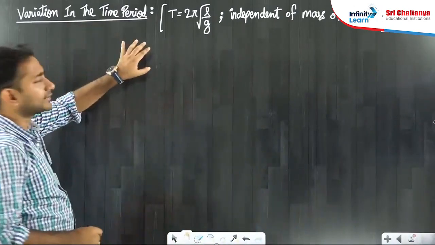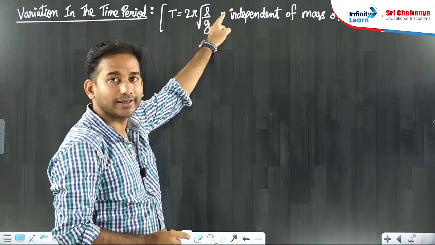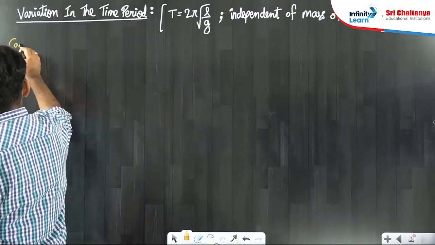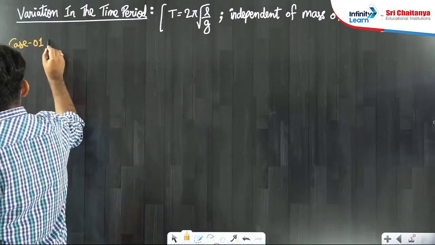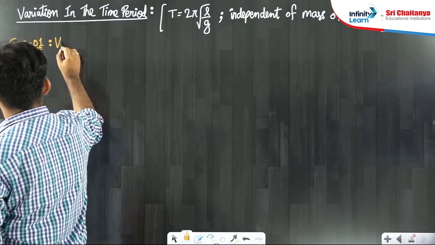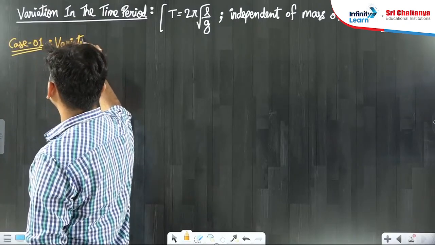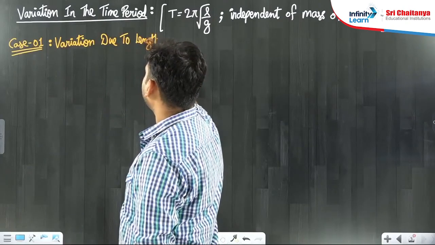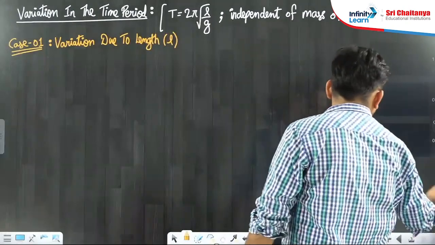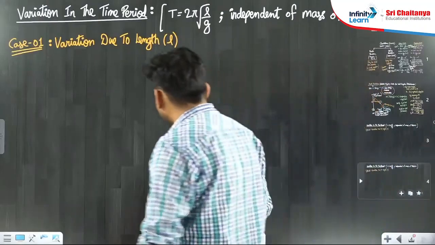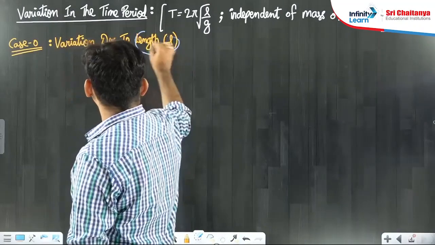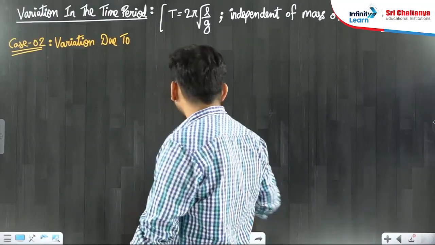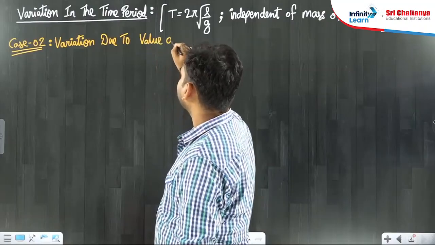If you want to vary the time period, you can either vary the length or vary g, the acceleration due to gravity. Case 1 is variation due to length. Next time we meet, we will talk about case 2, variation due to the value of acceleration due to gravity.